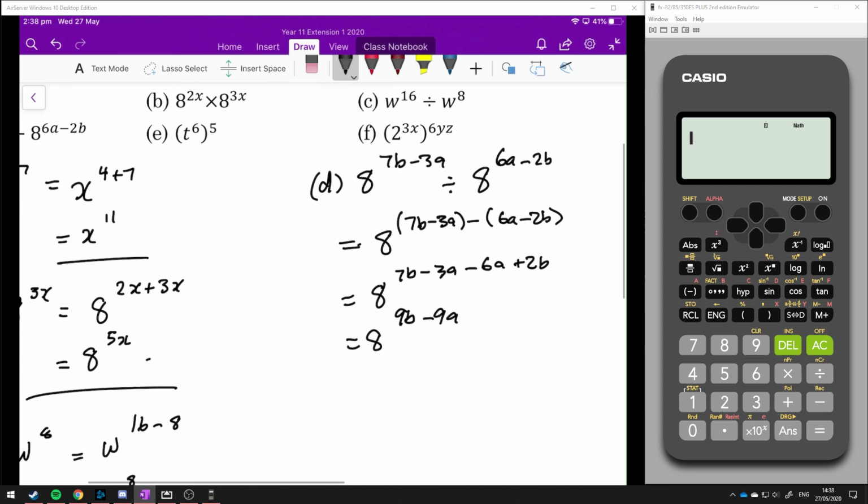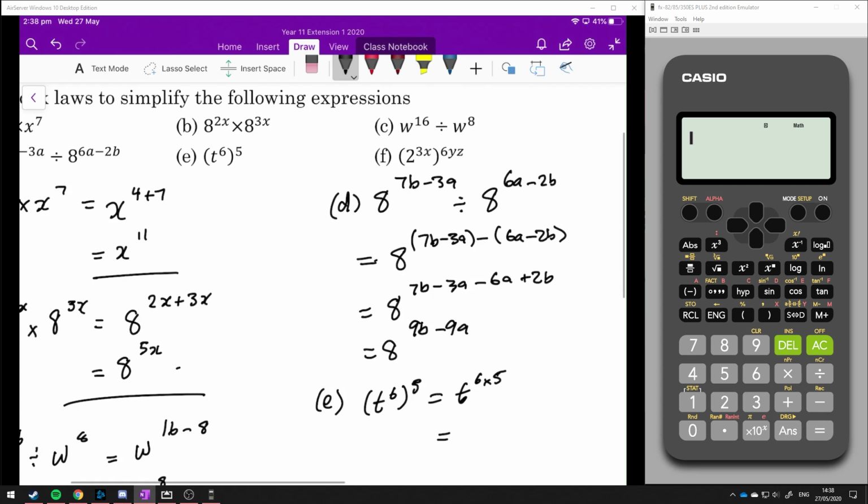And that's that one. Now we've got a power of a power, so t to the power of 6 to the power of 5, well that's just the same as t to the power of 6 times 5, because it's t to the power of 6 times t to the power of 6, and it's 5 times, so that's just the same as t to the power of 30, for that last one.